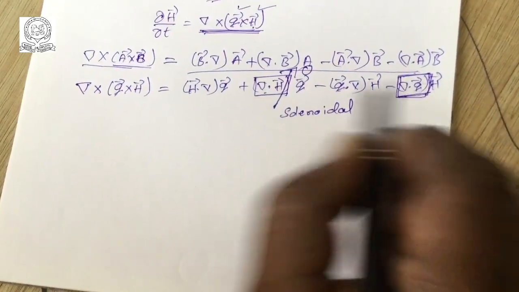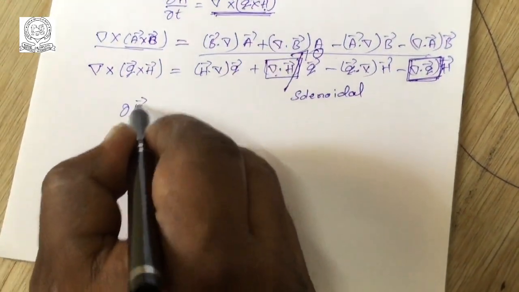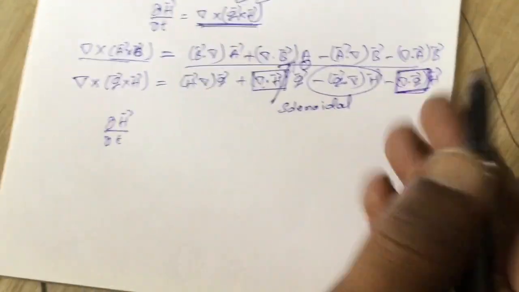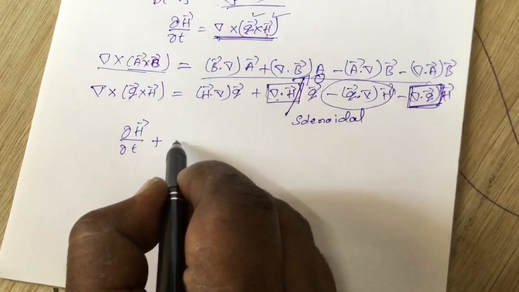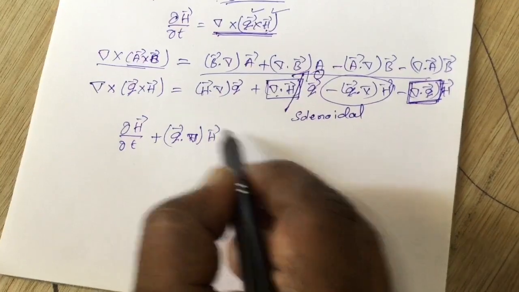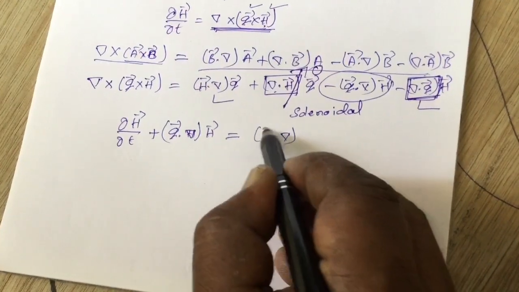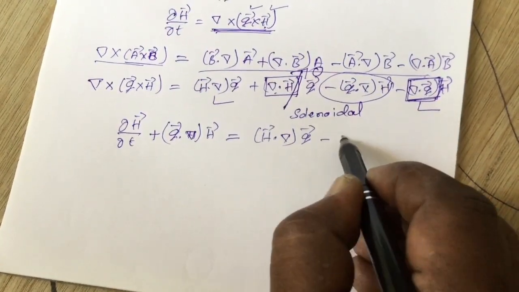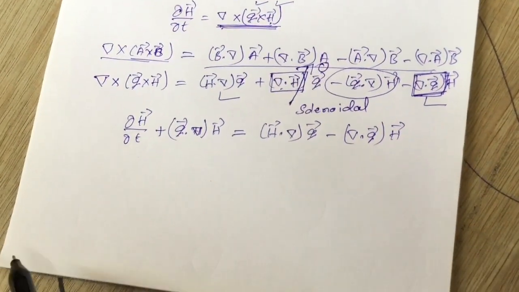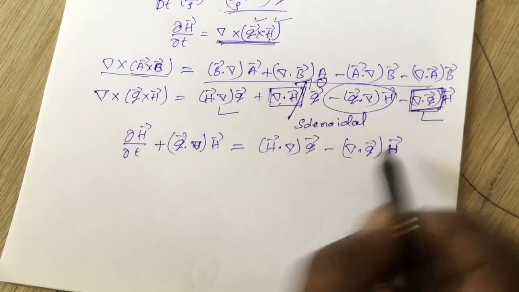But leave it as it is, and the equation will become del H by del T is equal to del H by del T, and I am going to take this term to the left hand side, then it will become plus Q dot del of H is equal to, and the remaining two terms, that is H dot del of Q minus del dot Q into H. We are not going to operate here. This is simply multiplication, right? Del dot Q of H.